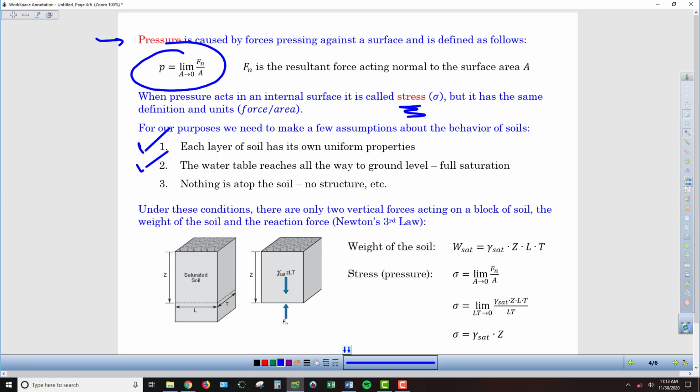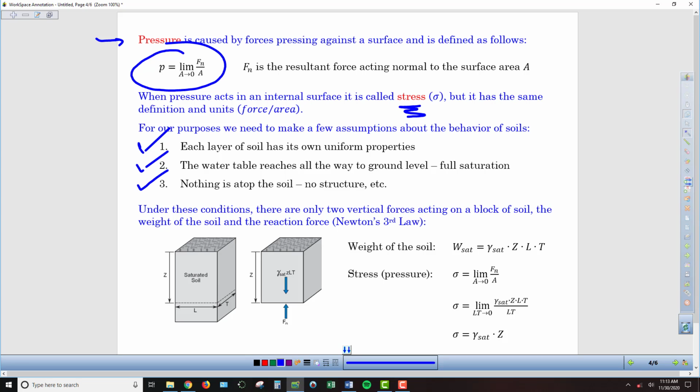Second, if we're going to be talking about a saturated soil, then the water table is going to go all the way to ground level. We're going to have full saturation so that we don't have some sort of more complicated circumstance where there's water in part of the soil but not in the other. It's going to be a full saturation to make our life a little bit easier.